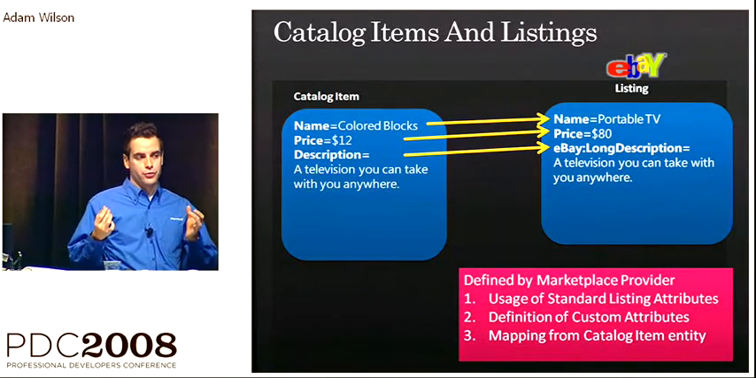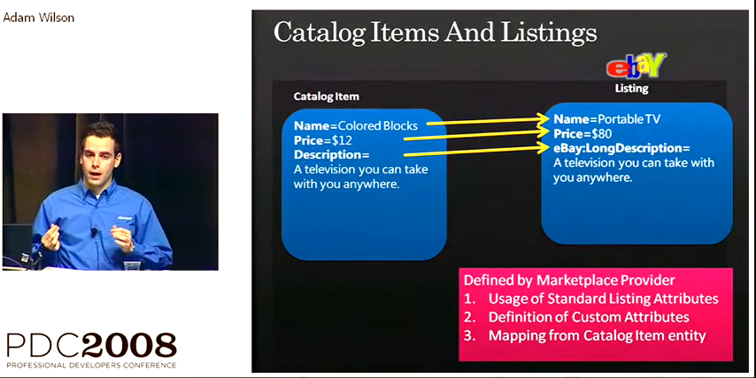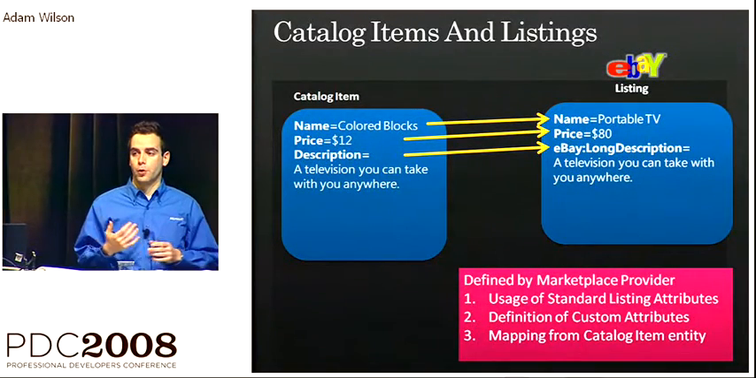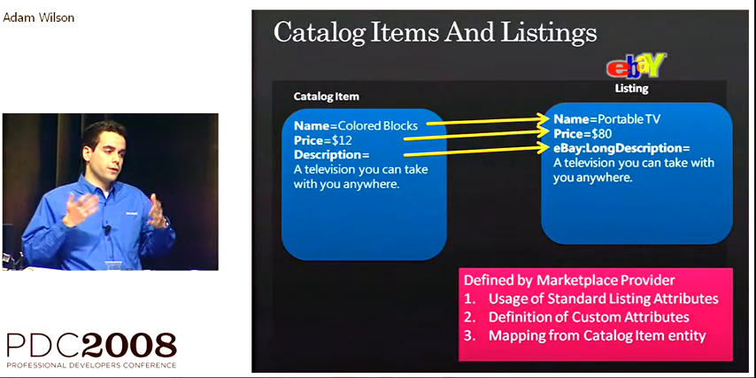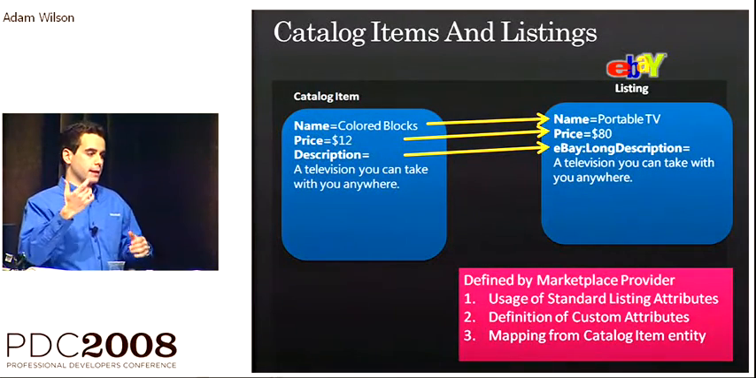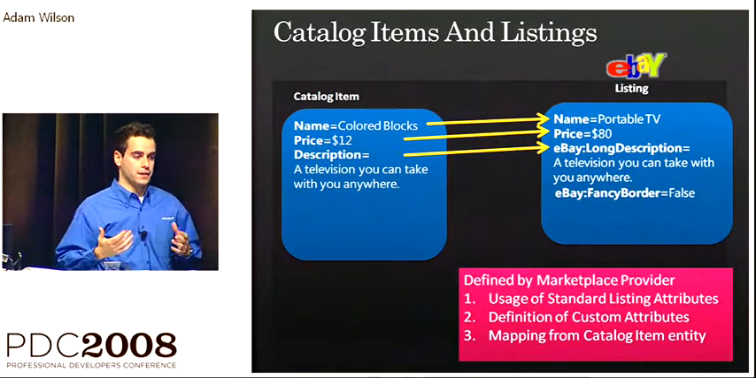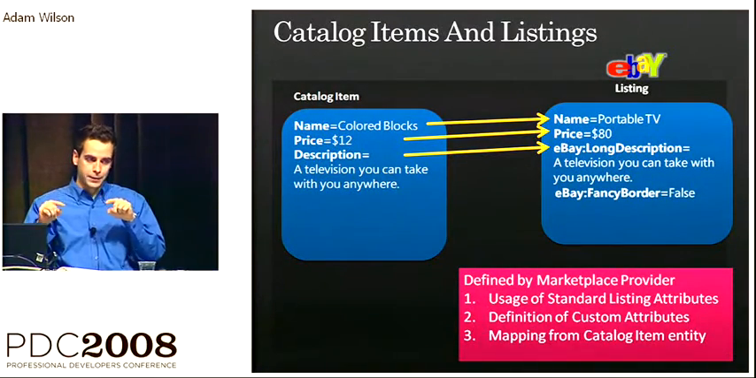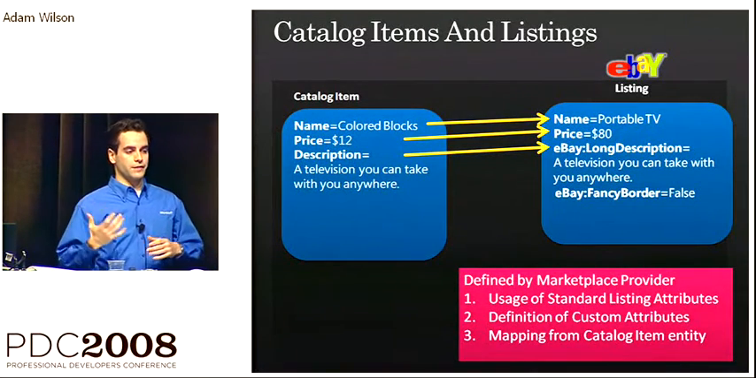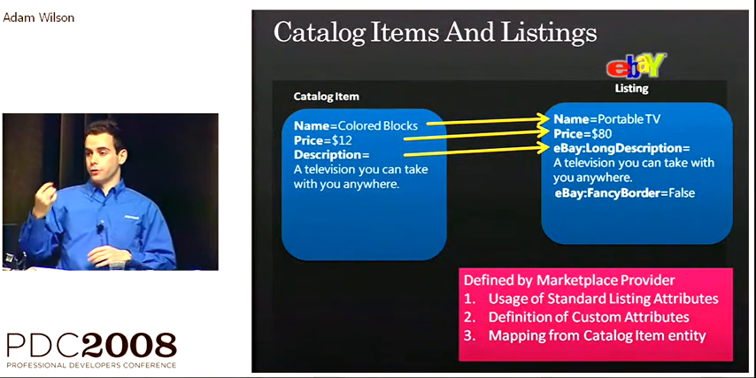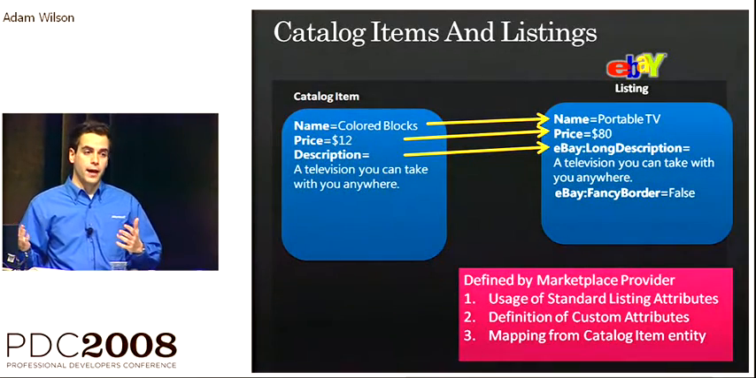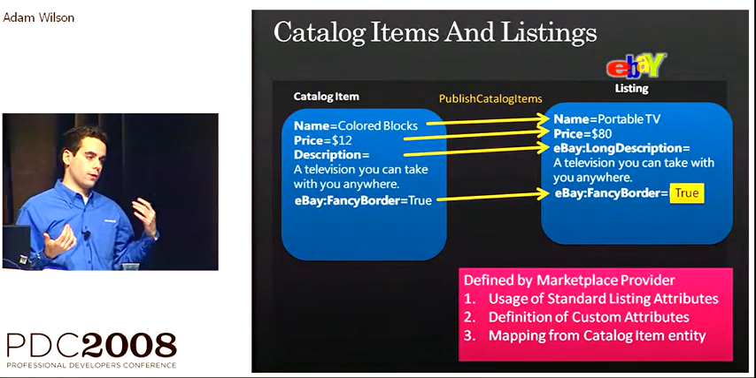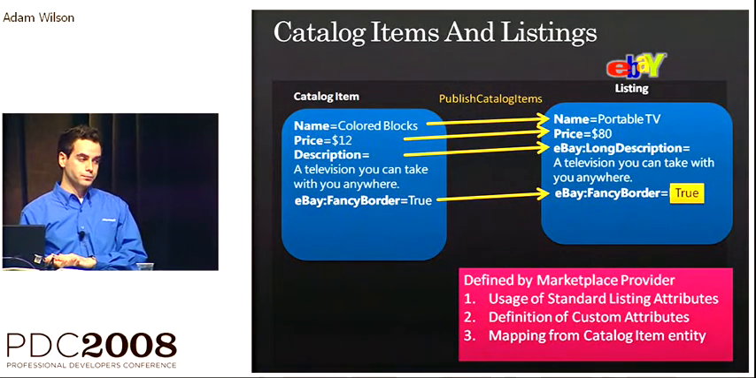Now, a marketplace provider that defines custom attributes will have those exposed through our API, and as you'll see later, those will also be exposed in our UI as well. So throughout the entire stack, if you implement a new property for eBay called Fancy Border, which actually does exist on eBay, and it's the border around an item, you can give that a default value of false. If someone through the API creates a listing for eBay without that, it takes the default value. But they can also specify that fancy border on the catalog item, and it will be mapped as well.